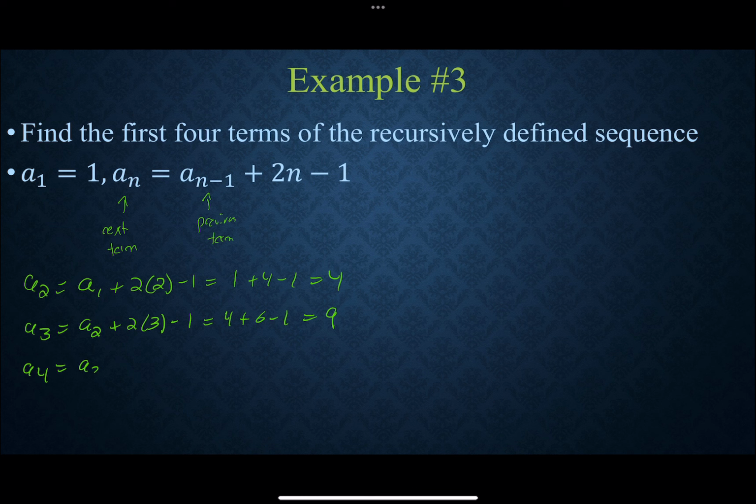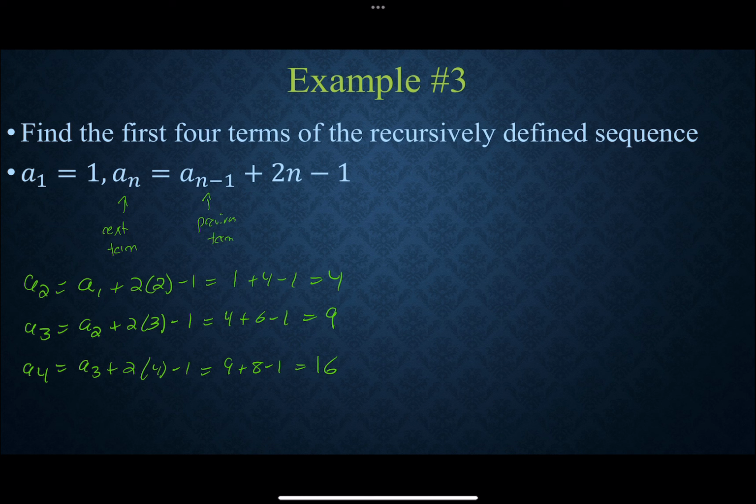A4 would be A3 plus 2 times 4 minus 1. So it'd be 9 plus 8 minus 1, which is 16. And I only wanted the first 4, so even though they gave us A1, we don't need to find 4 more. They already have that for us. And you'll see here we're going 1, 4, 9, 16. This is the sequence of perfect squares. So this recursively defined formula is describing how we get all perfect squares.